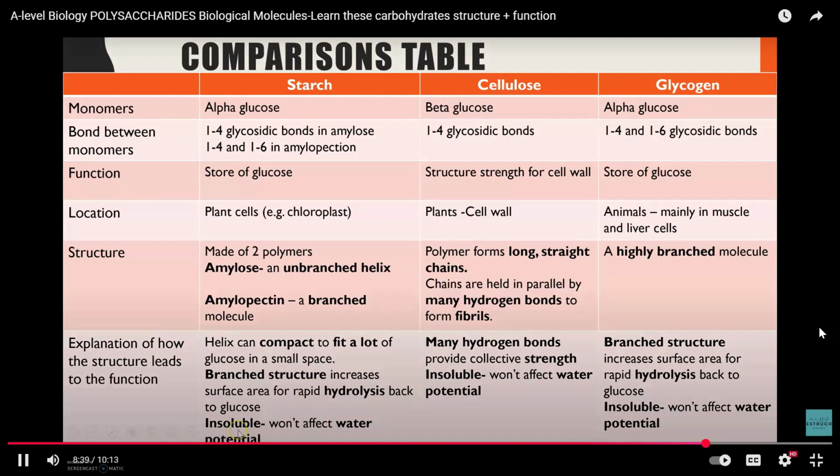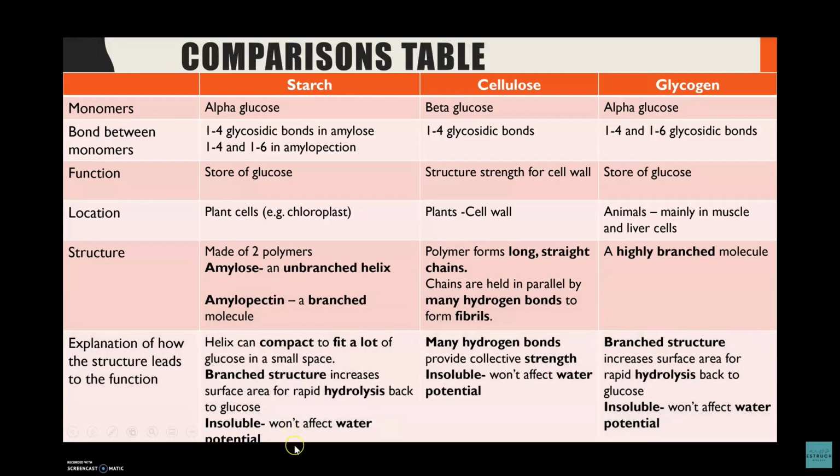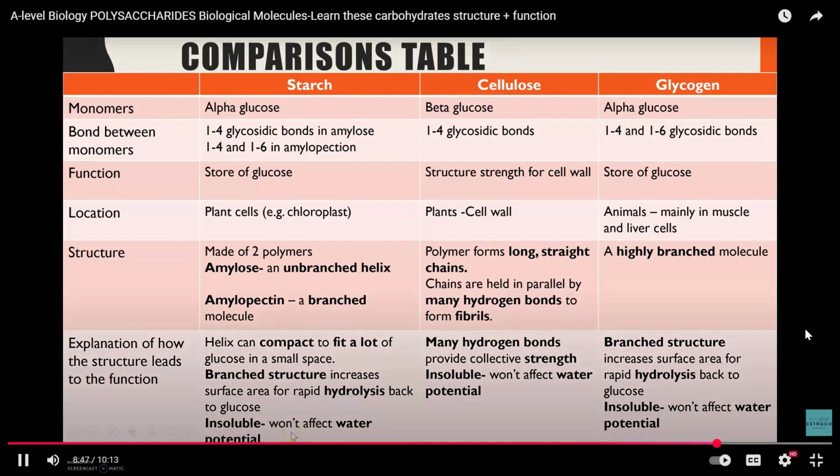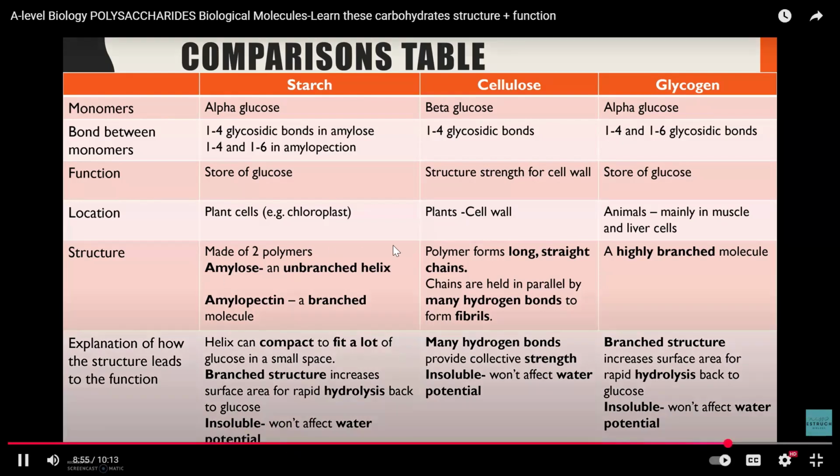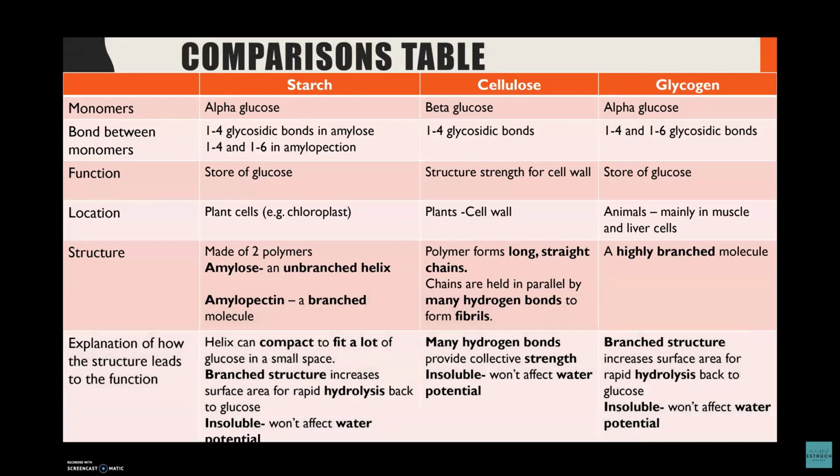The last one here is insoluble. Now that is the same for all 3. So all 3 polysaccharides are insoluble in water, and that is an advantage because if it doesn't dissolve in water, it will not affect the water potential, and therefore it won't affect osmosis. Now that's a benefit because it means you won't end up having excess water moving into the cells, potentially causing them to burst, or in plants, making them become turgid.